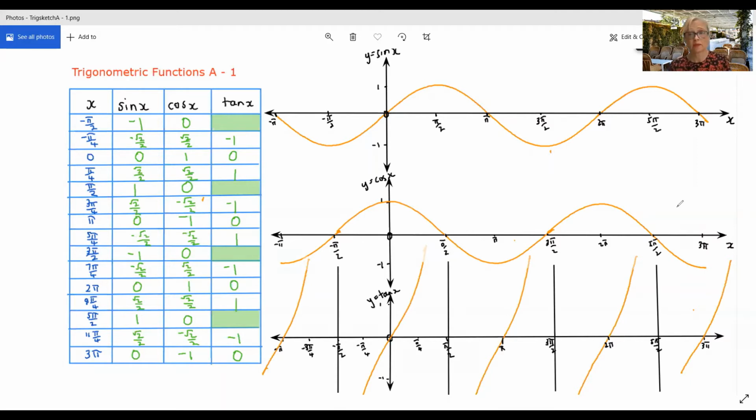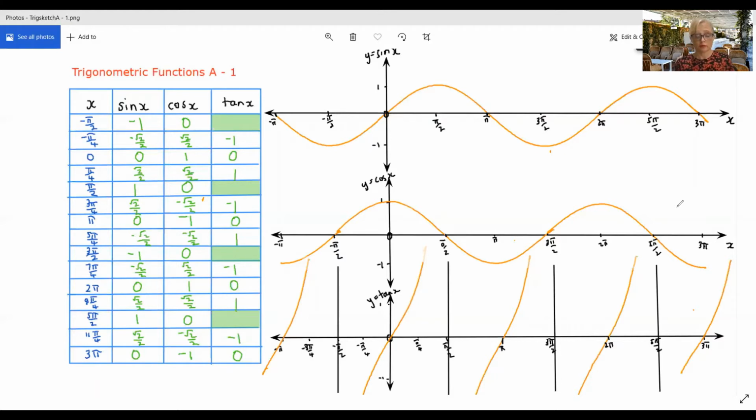We also have some special values that we've learnt. In particular for tan, it's kind of useful to know the values for pi on 4, 3 pi on 4, 5 pi on 4, etc. It's either going to be 1 or -1 at each of those points there.